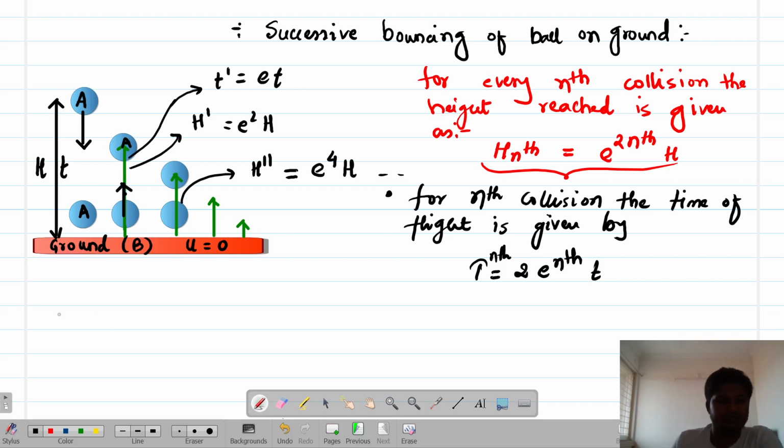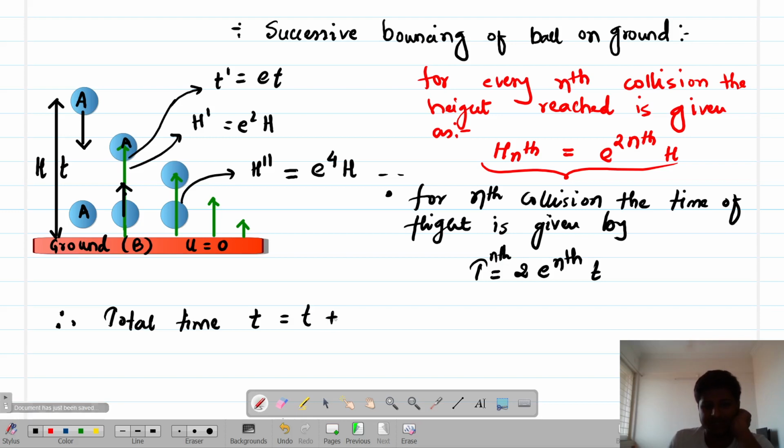So therefore, let's suppose I want to find the total time after which the ball stops or something like that. So the total time t is given as, what will it be? First it is t, the second time it will be twice of t1, the third time it will be twice of t2, and so on, isn't it?